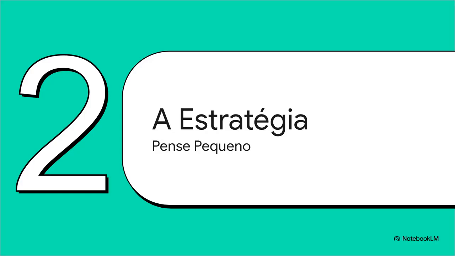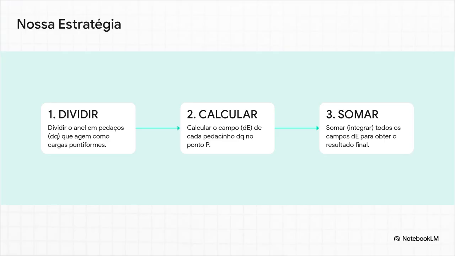Okay, so that brings us to our game plan. How do we attack a complex problem like this one? The secret is to think small. We're going to break this big, complicated problem down into a bunch of simple, manageable little pieces. And this strategy is a beautiful 3-step process. First, we divide. We chop up the ring into an infinite number of tiny, infinitesimal pieces of charge, which we'll call dq. Each one is so small, we can pretend it's a point charge.